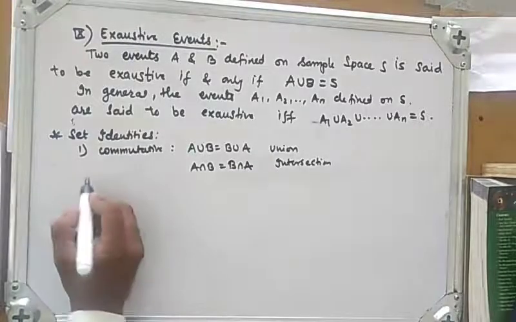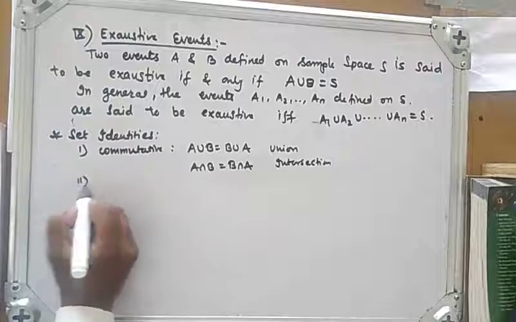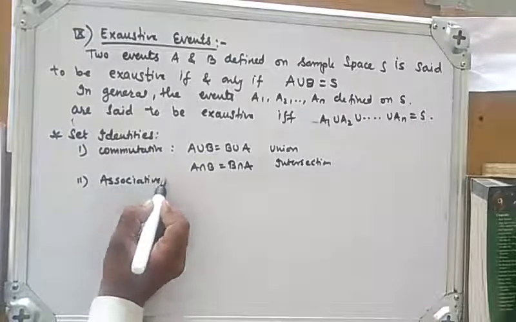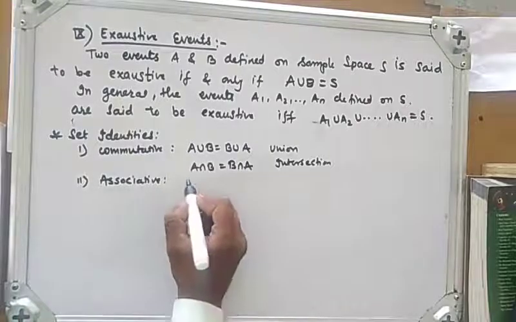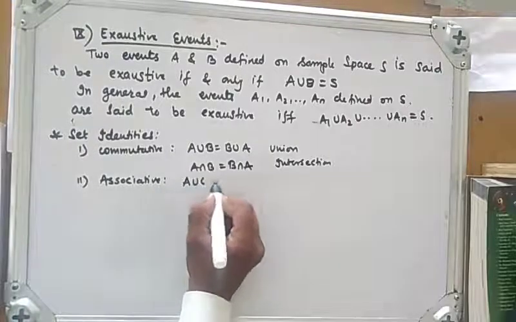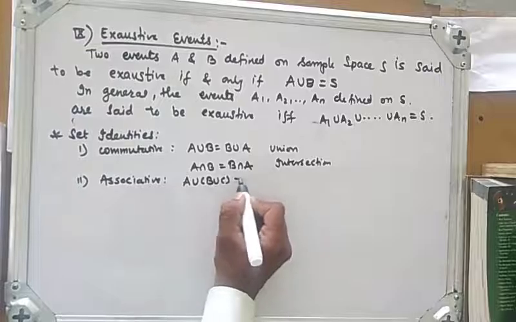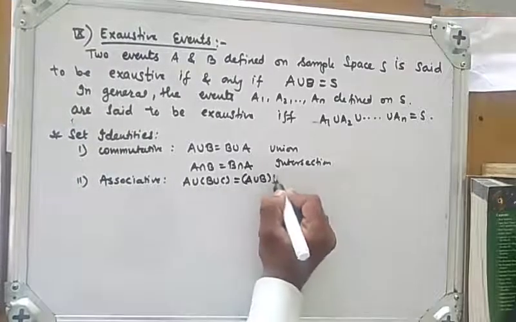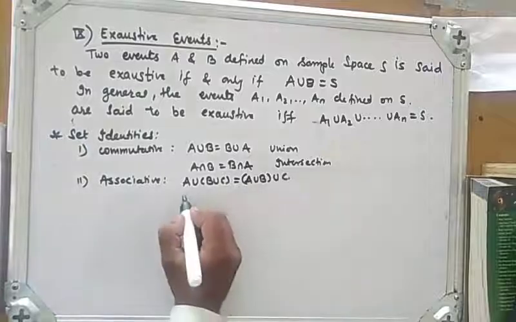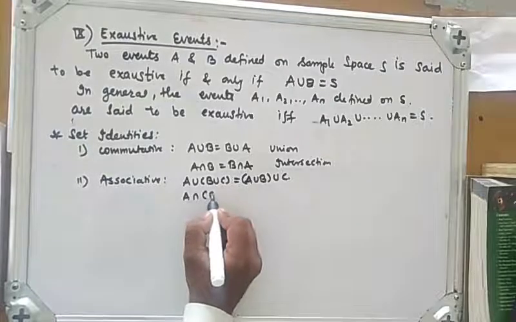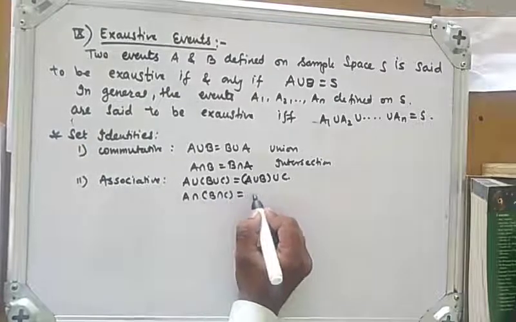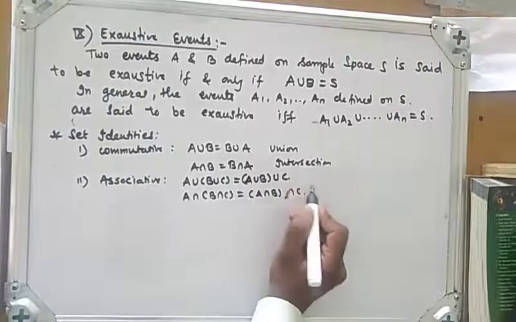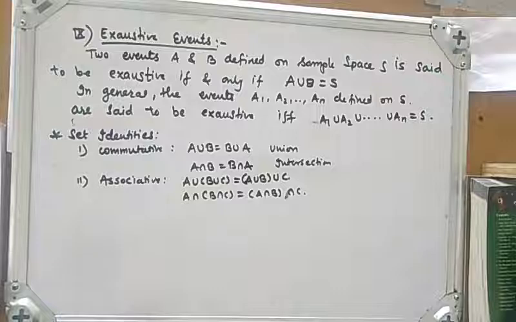Now the second one, the associativity property. What is the associative property? A union (B union C) is equal to (A union B) union C, where we interchange the brackets; this is for union. And for intersection, A intersection (B intersection C) is equal to (A intersection B) intersection C. So this is the associativity property.